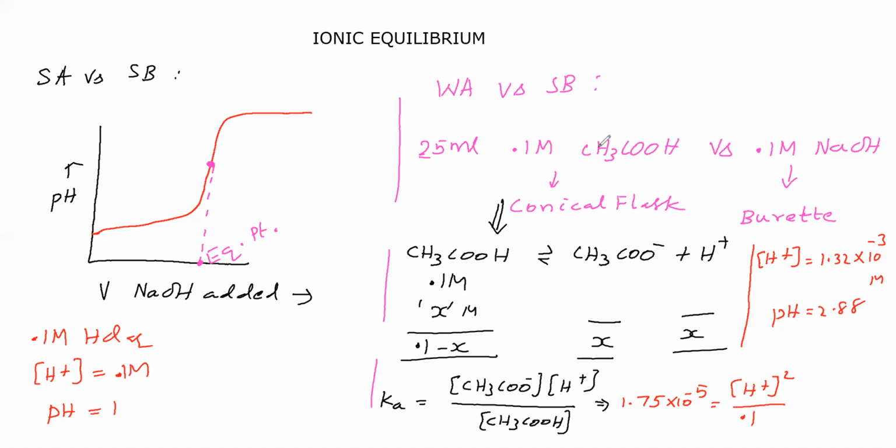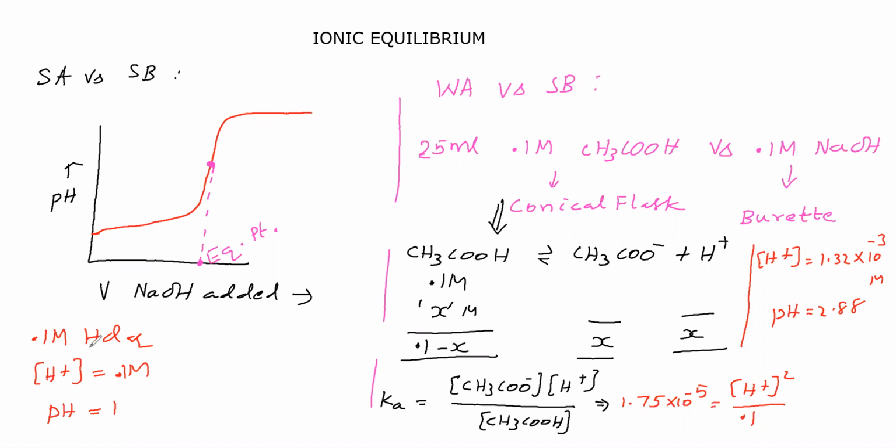But in this place, the concentration of H plus is 10 power minus 3 molar. That means here the concentration of H plus is less when compared to this, because it is a weak acid. It will not dissociate completely. It will dissociate partially. Therefore, we are getting an H plus concentration of nearly 10 power minus 3, whereas here the H plus concentration is 0.1 molar.